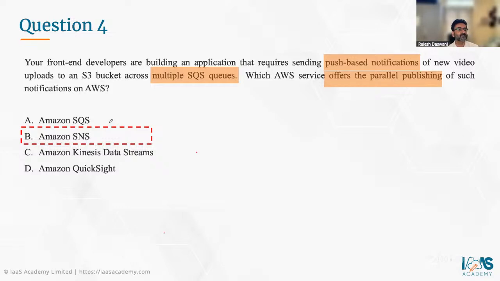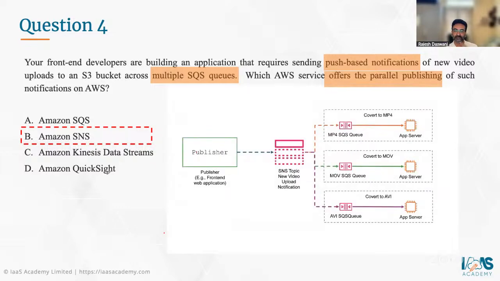It's a message queuing service to allow you to decouple your application stack. Similarly, it's not Kinesis data stream because that's a streaming service, and it's not QuickSight because QuickSight is a business intelligence tool. Okay. All right, let's take a look at the next question.